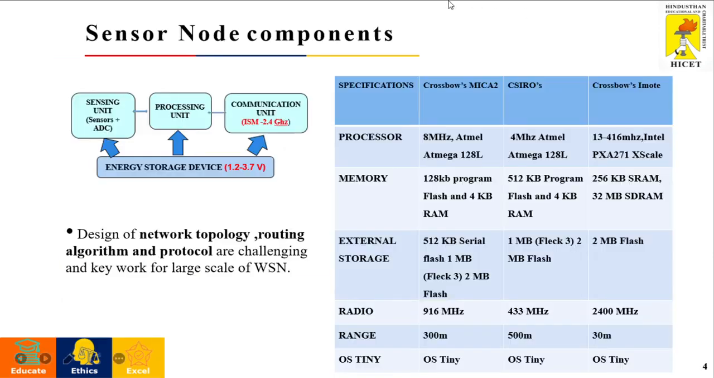In the sensor node, the components include the sensing unit, processing unit, and communication unit. All these three units are connected to the energy storage device, that is nothing but a battery operated at 1.2 to 3.7 volts. These are some of the specifications given for the sensor node components. What we use here is the processor, memory, internal storage, video, the coverage range, and the operating system.